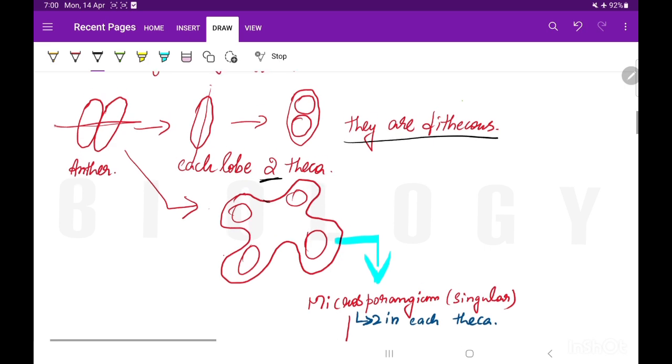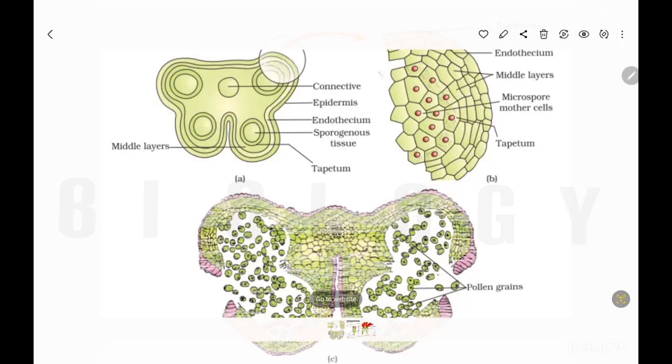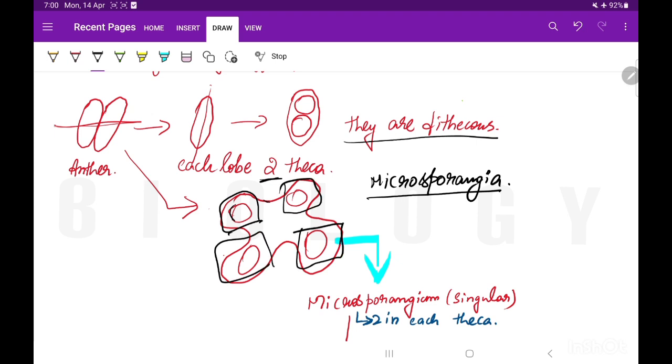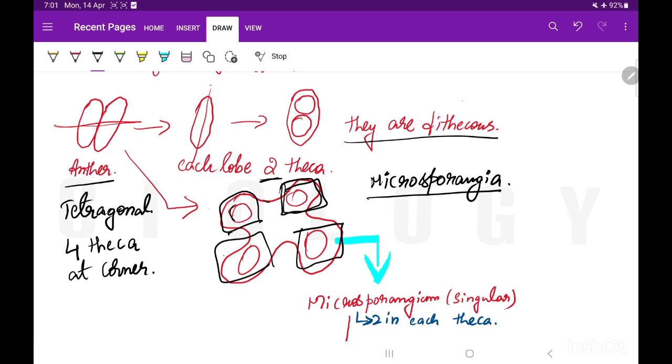Now we will see the structure of a young anther. This is the structure shown in NCERT. Microsporangia are present at the corner of each lobe. Hence the anther is tetragonal, having four thecas at the corners. Each one is called a microsporangium, which is singular, and microsporangia is plural.